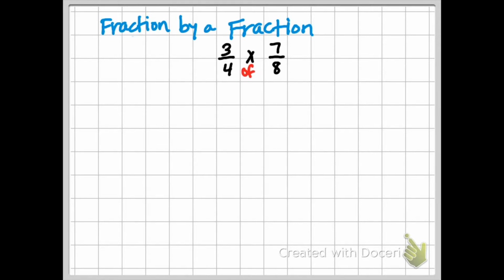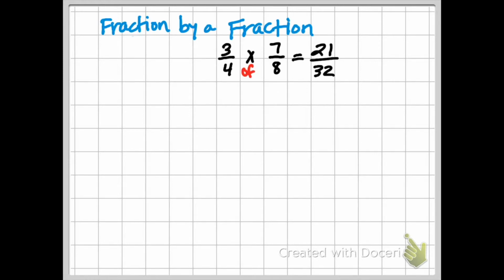So once again, we're going to show the numerical way, and then I'm going to show you another model that you can use when multiplying a fraction by a fraction. So multiplying straight across, 3 times 7, those are my numerators, is 21, and 4 times 8 is 32, okay? So what does this look like as a model?